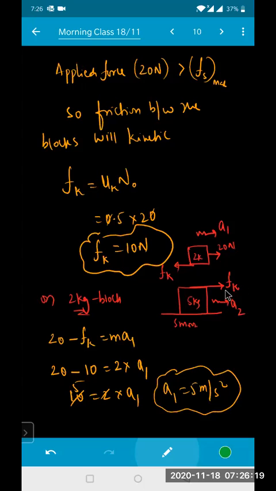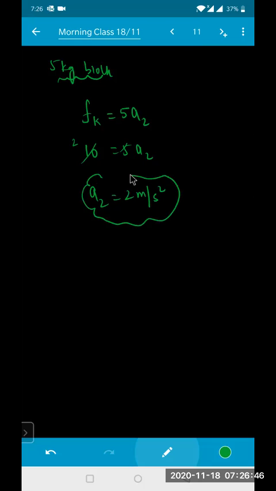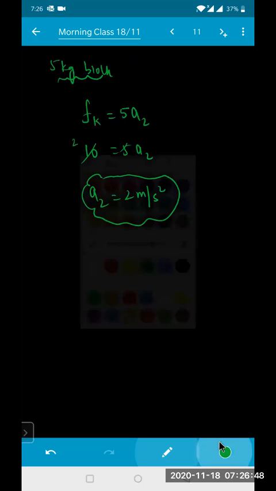Now tell me, on the 5 kg block, if only Fk is acting, this Fk must be equal to how much? On your 5 kg block, Fk must be equal to mass into acceleration. Fk we got is 10, right? It is equal to 5 into a2. 5 ones are 5, 5 twos are 10. So acceleration a2 is equal to 2 meter per second square.